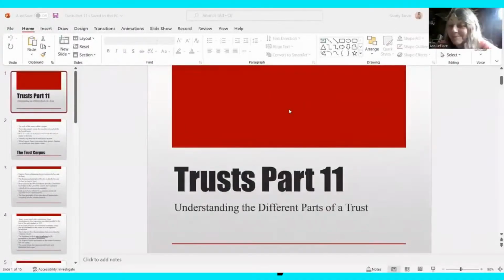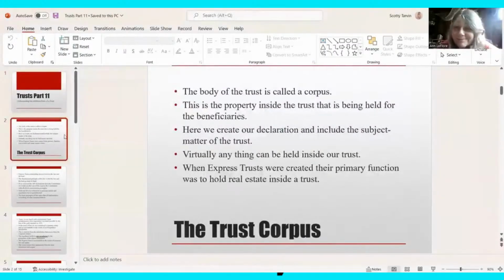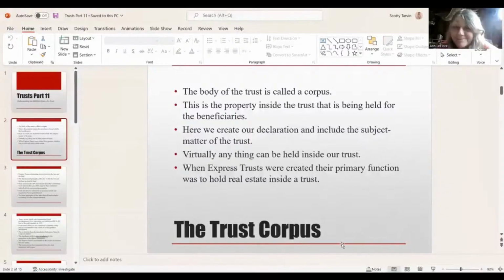And LeFlore on trusts, part 11, understanding the different parts of a trust, panel 1. Moving on to panel 2. The trust corpus, corpus being Latin for body. The body of the trust is called a corpus.